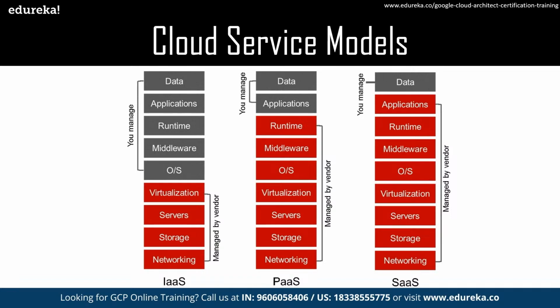So let us now go ahead and understand these cloud service models before we jump into GCP and understand what GCP is and what all it can do. Okay, so let's try and understand what these cloud service models mean. Service models basically represent the fact that every cloud service vendor, in this case GCP, Azure, or AWS, these are all cloud service providers, right?